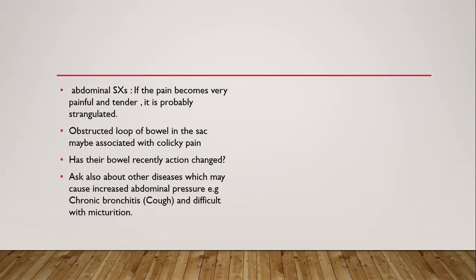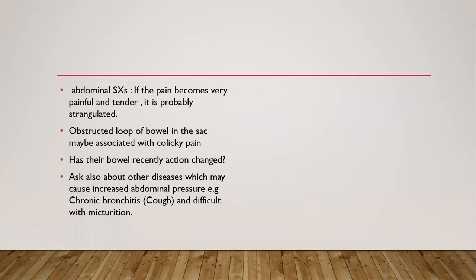So remember, hernias can cause intestinal obstruction. Now if the pain is colic, it comes and goes. That is known as colic. That is likely to tell you that the loop in the hernia has been obstructed. You ask them, has your bowel habit recently changed? For example, have you been going to the toilet? Why? Because hernias cause intestinal obstruction.